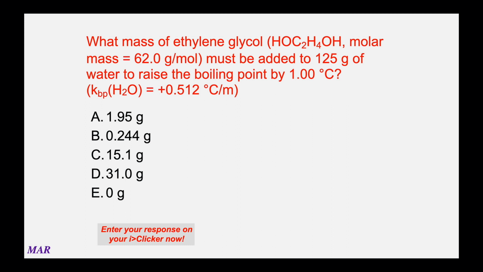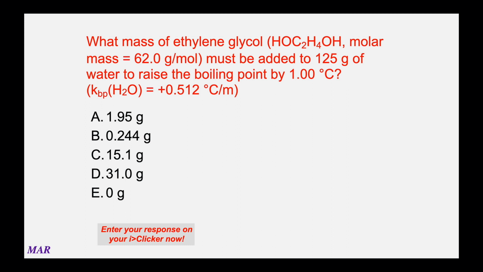So ΔT = 1 = 0.512 K times m. The first thing to do would be to solve for m, molality. Molality is moles per kilogram of solvent, and we have 125 grams of solvent water here. So that would be 0.125 kilograms.